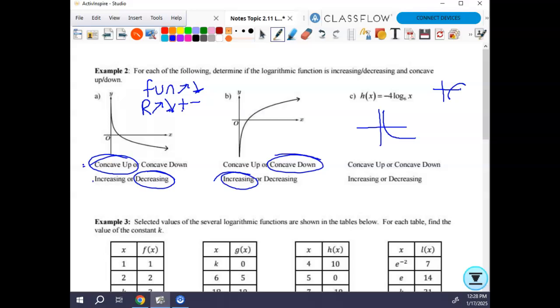Is it concave up or down? Up. So what's true about the rate of change? Concave up means the rate of change is increasing. Is the function increasing or decreasing? Decreasing. Function is decreasing, so the rate of change is negative. Decreasing is negative. Okay, you see where that's coming from?